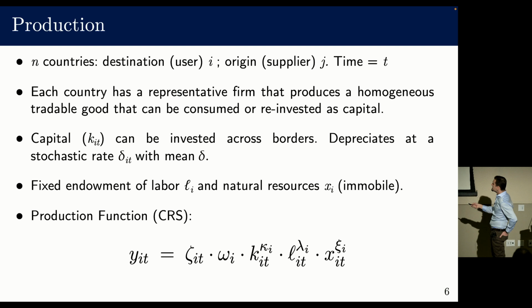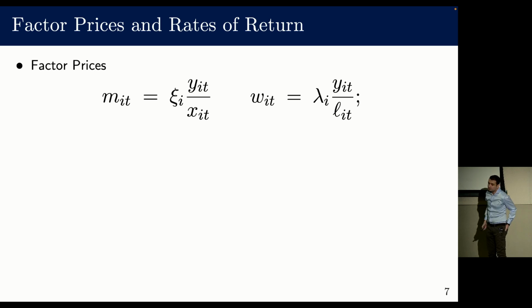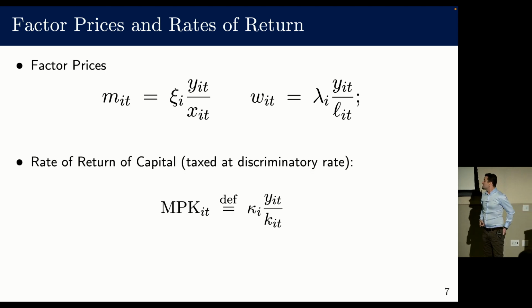The 3 Greek letters here represent the output-to-input elasticities. Omega is going to be the expected total factor productivity of the destination country, and Z_IT is going to be a log normal productivity shock. Factor prices are going to be determined in competitive input markets, so M_IT is going to be the rental rate of natural resources, and W_IT is going to be the wage rate.